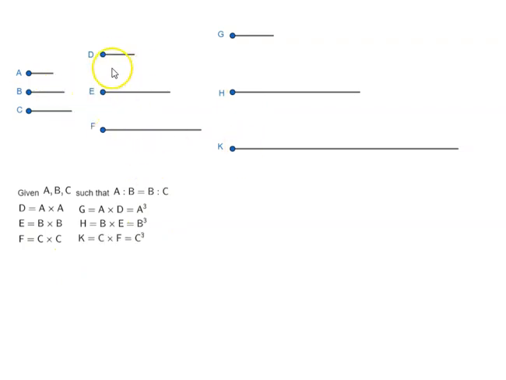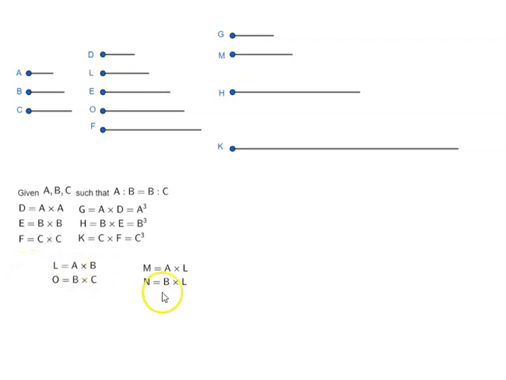Now we are going to look at terms in between D and E and E and F. Let L be A times B and O is B times C. Let's take numbers in between G and H. How? By taking the product of A and L to get M. Similarly, N will be B times L. P is going to be B times O and Q will be C times O.